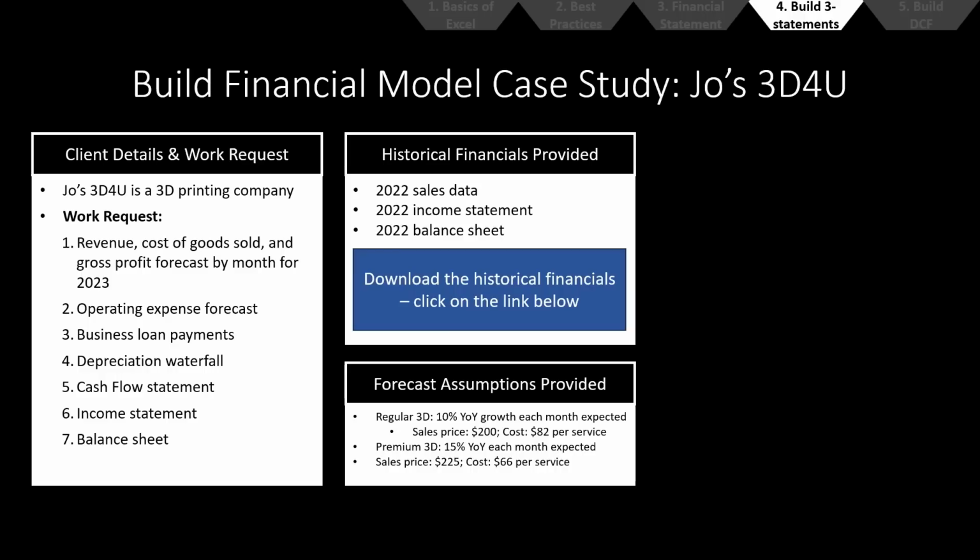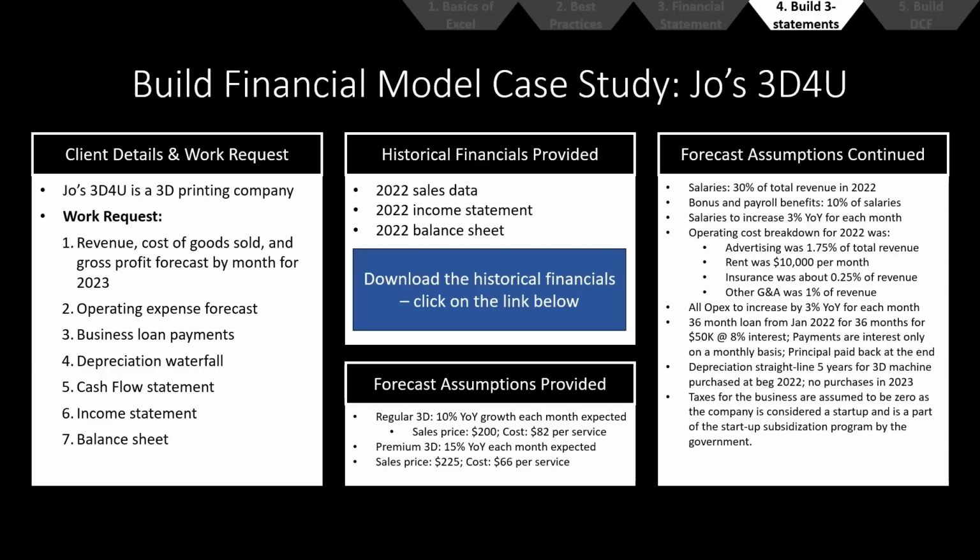The additional assumptions are as follows. Regular 3D printing services sold are expected to increase by 10% year over year each month over the last year. The sales price per 3D printing service is $200 and it costs $82 to make it. Premium 3D printing services sold are expected to increase by 15% each month over last year's. The sales price per service is $225 and the cost of goods sold is $66 to make.